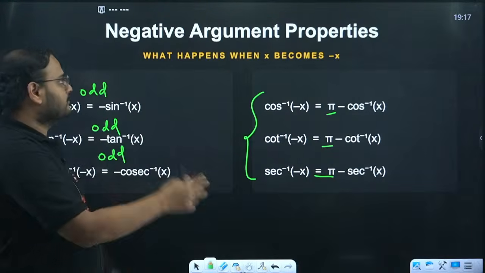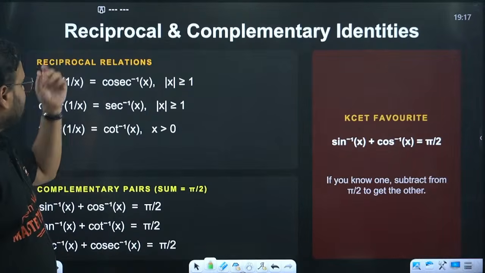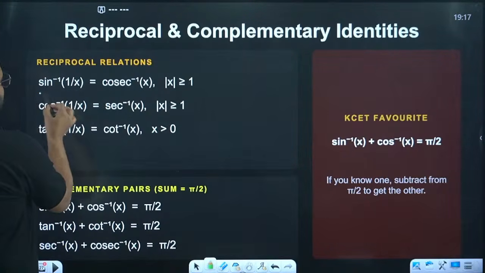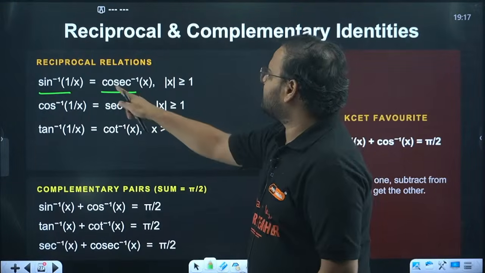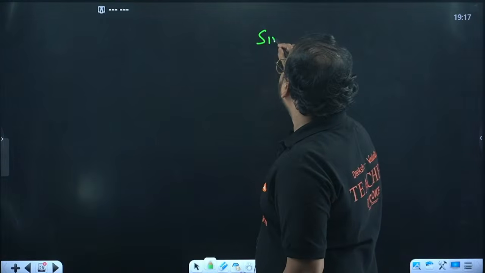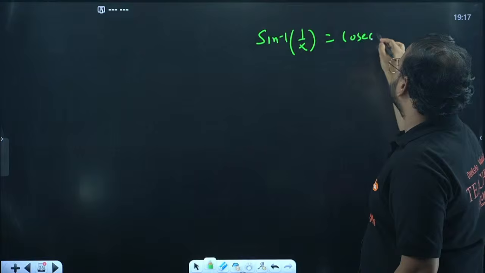So this is basically a list of some formulas, reciprocal and complementary identities. Sin inverse of 1 by x is cosec inverse of x. How do you prove it, sir? Let me show you.